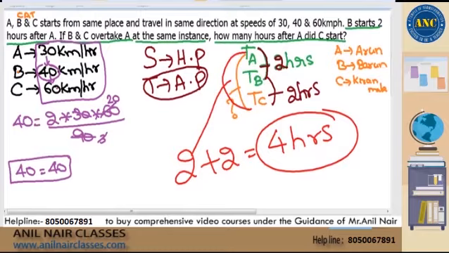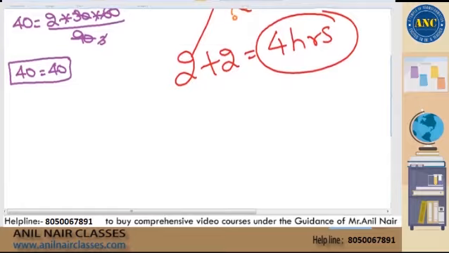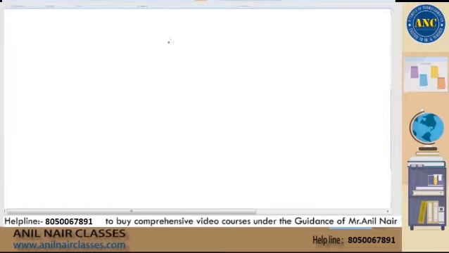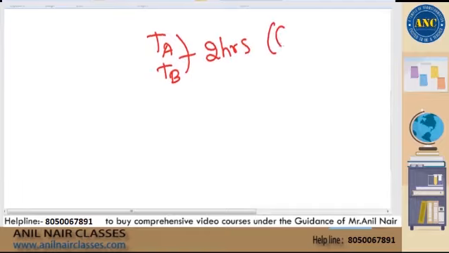Anand, explain the last step. First of all, they are giving in the question, B starts 2 hours after A. I am starting 2 hours after Anand is starting. That means the time gap between Anand and I is 2 hours. This is given in the question.